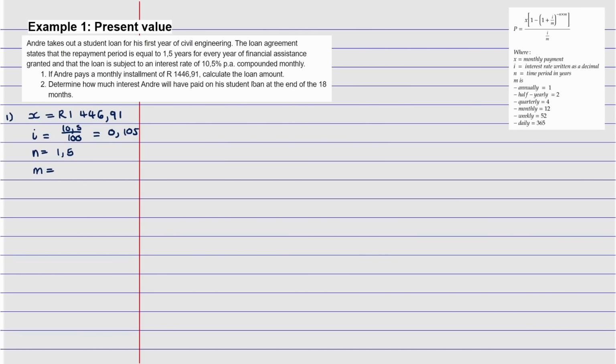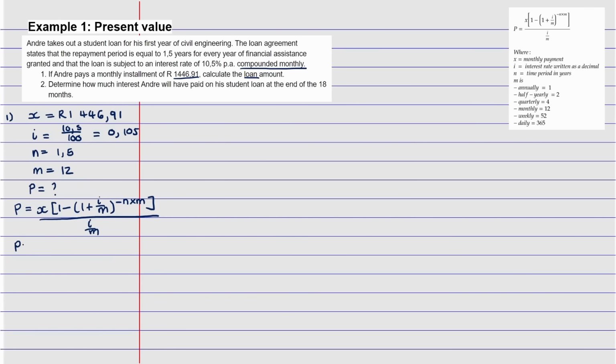Then M here: it's compounded monthly, so we know this is going to be 12. And P is the one that we're looking for, because we're looking for the loan amount, which is actually the present amount. So let's take the formula. P is equal to X times 1 minus (1 plus I divided by M) to the power negative N multiplied by M, and this whole thing is divided by I divided by M.